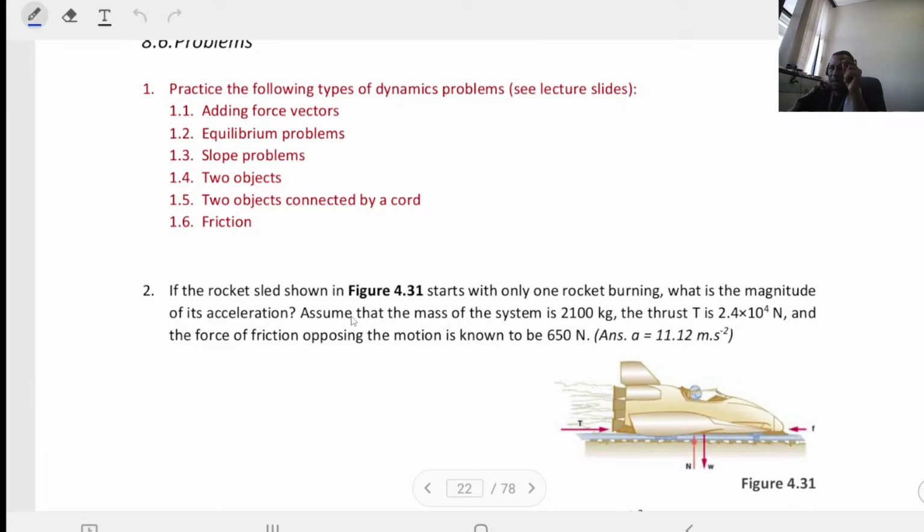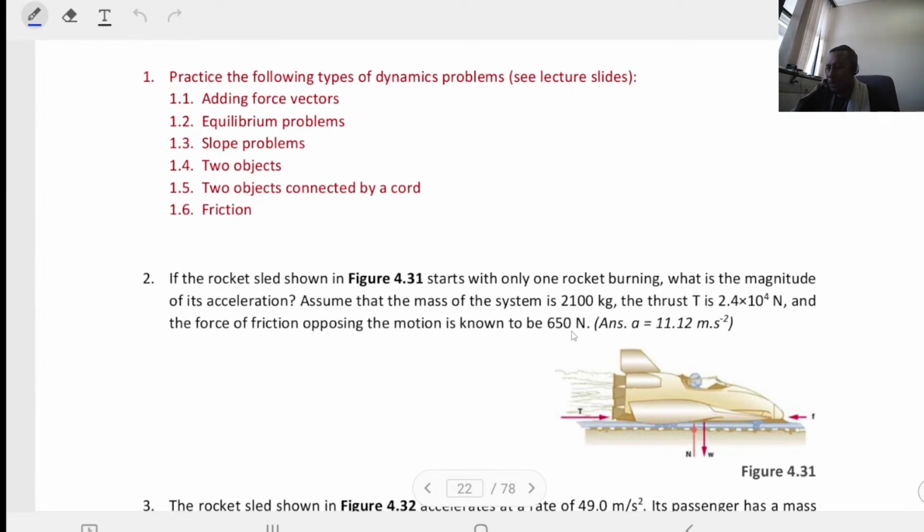It's saying, assume that the mass of the system is 2,100 kilograms. The thrust force is given as 2.4 times 10 raised to 4 Newton, a powerful thrust force. And then the force of friction opposing the motion is 650 Newton.